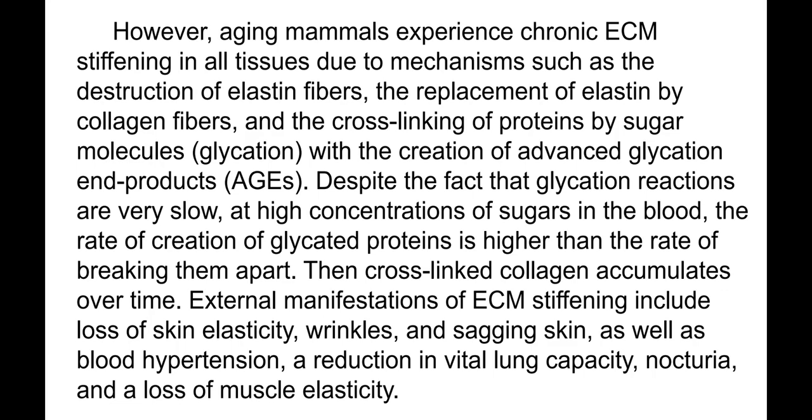Okay, here aging. However, aging mammals experience chronic extracellular matrix stiffening in all tissues due to mechanisms such as destruction of elastin fibers, the replacement of elastin by collagen fibers, and the cross-linking of proteins by sugar molecules in the reaction of glycation, with the creation of advanced glycation end products, AGE. Although glycation reactions are very slow, at high concentrations of sugar in the blood the rate of creation of glycated proteins is higher than the rate of breaking them apart. Then cross-linked collagen accumulates over time in the extracellular matrix.